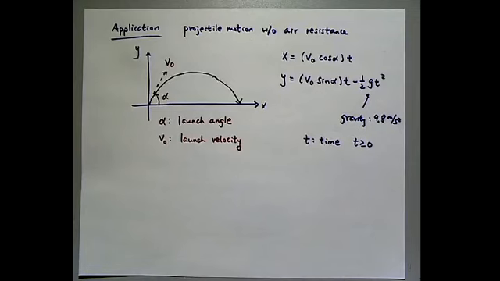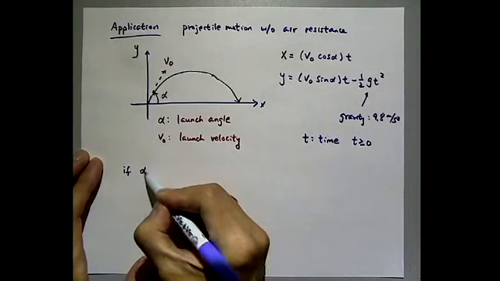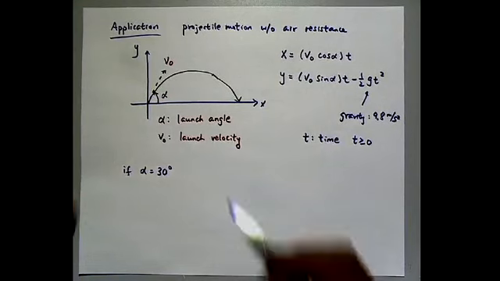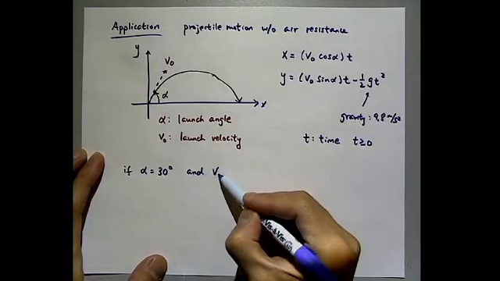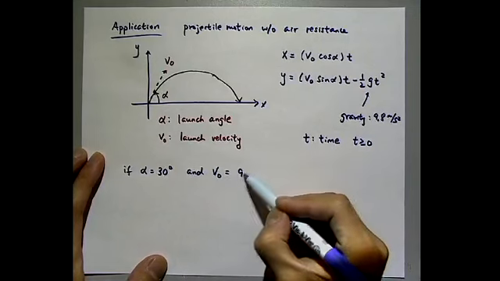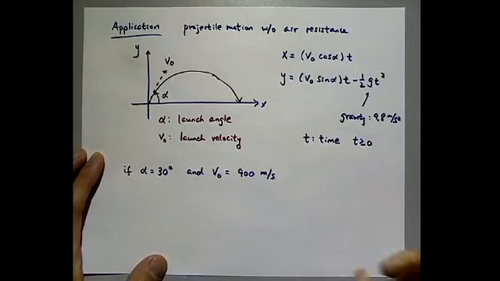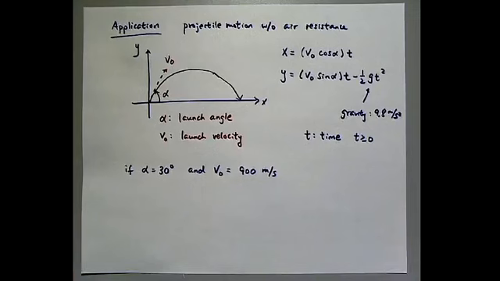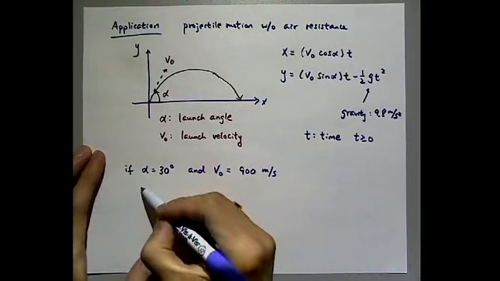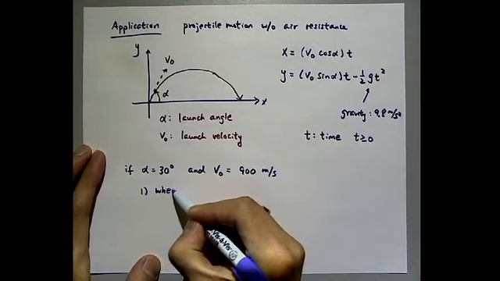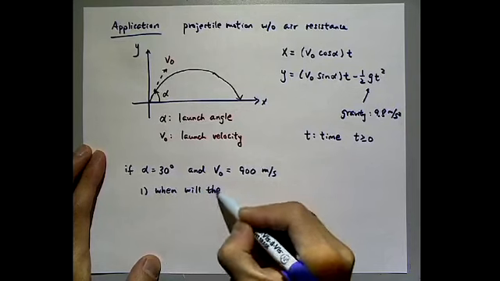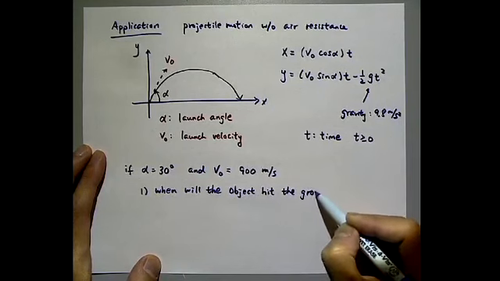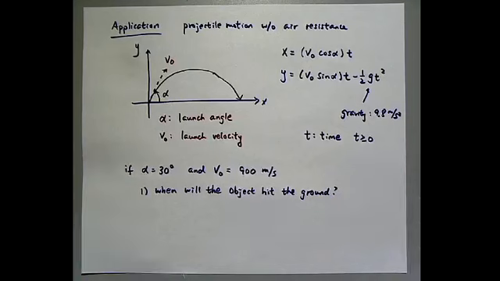So let's put a few numbers in here. Let's say we're launching this thing with a 30-degree angle, with an initial velocity of 900 meters per second. And the first problem I'd like to solve then is, when will the object hit the ground?